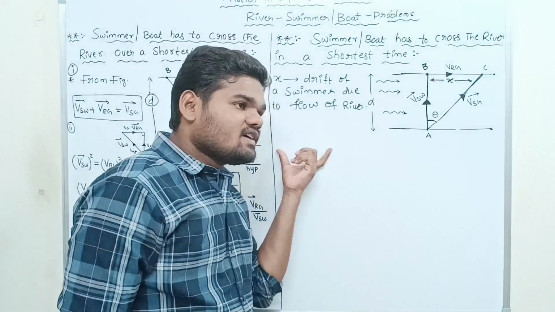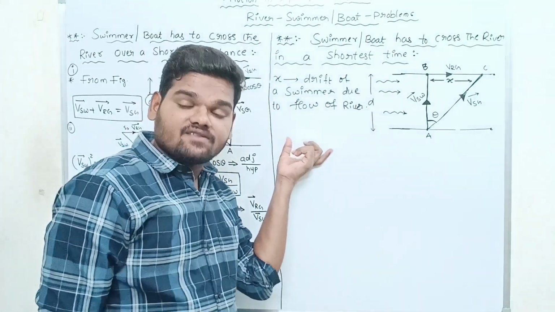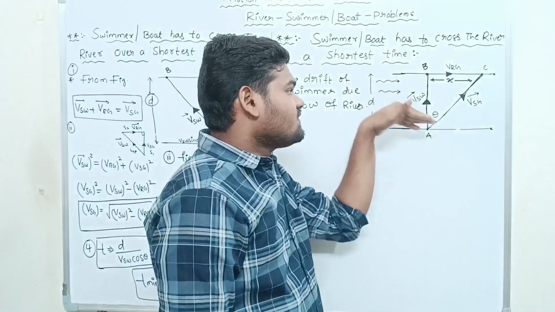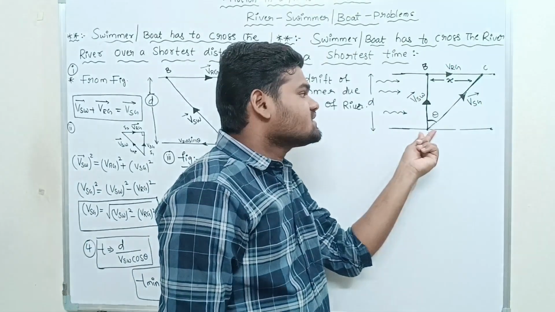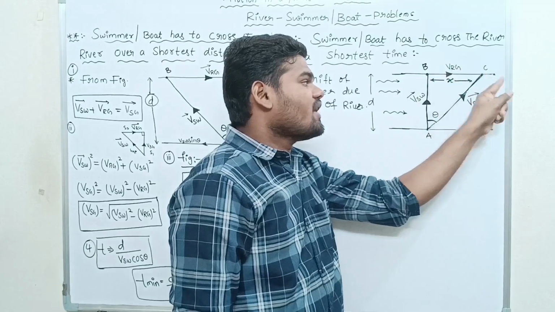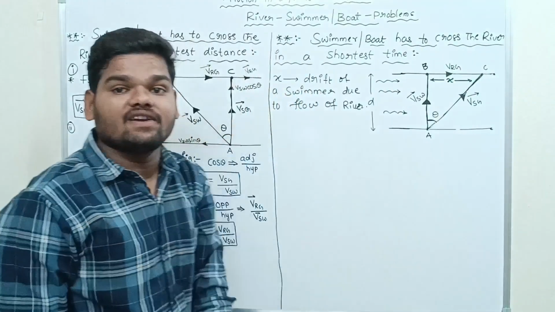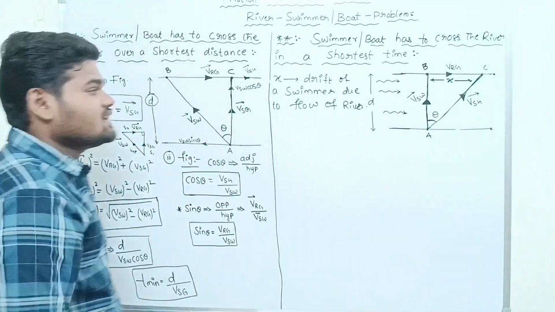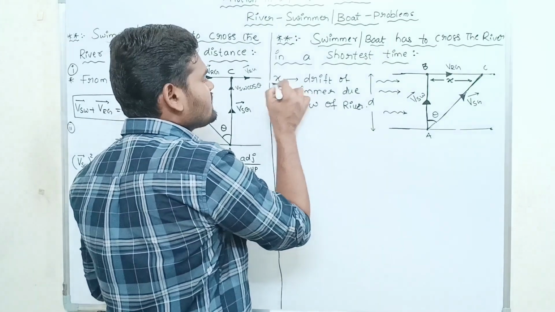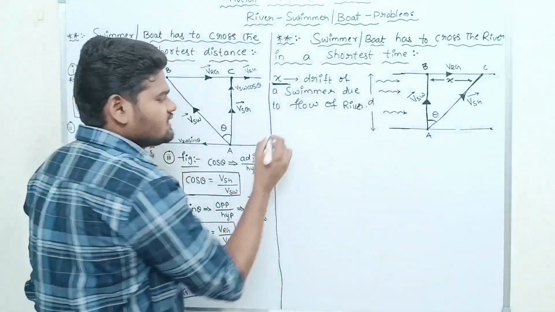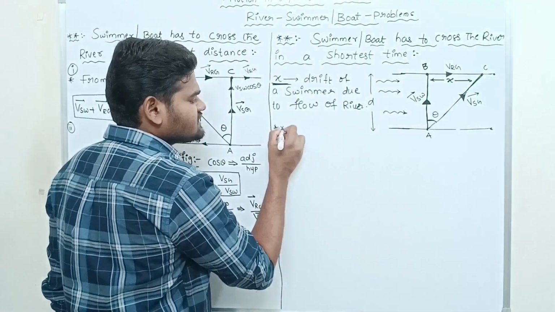The observer who is standing on the surface of the ground feels that this flow of river drifts the swimmer from point B to point C in the direction of flow of river. That is called what? Drift. X is called drift. Have a look. Now I am going to write the formulas.